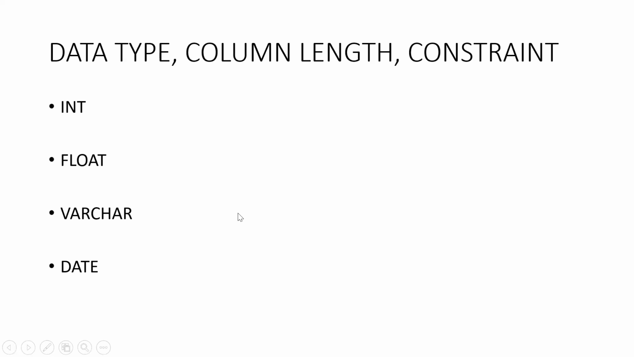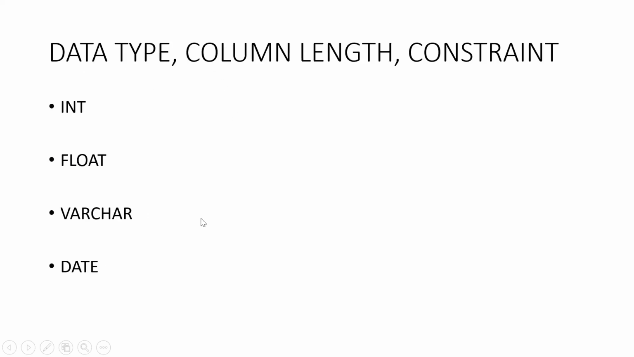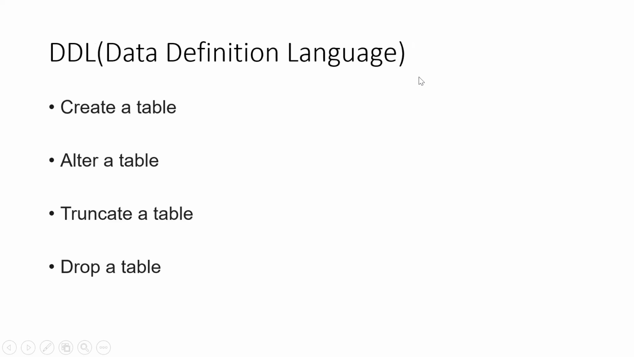The next topic, I'll just quickly go through this topic, then I'll be going to the hands-on part. Three things are very important before doing any kind of DDL. So what are the three things? Data type of the column, length, and constraint. I mentioned constraint a few times back.